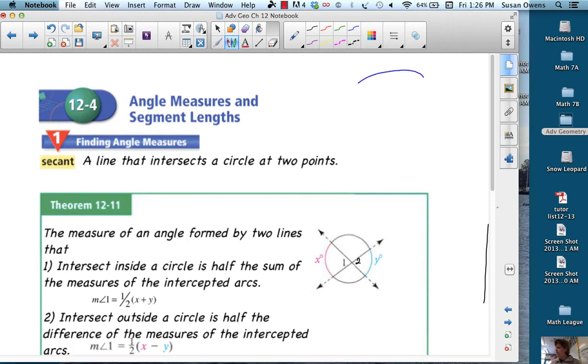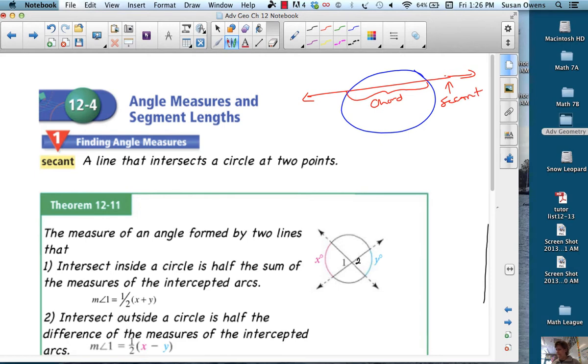So if I draw a circle and then I put a line through it that intersects in 2 points, that's called a secant. If it intersects in one point, it would be a tangent. And if you take a look at a secant, the part within the circle from endpoint to endpoint is called a chord, and then the whole thing is a secant.